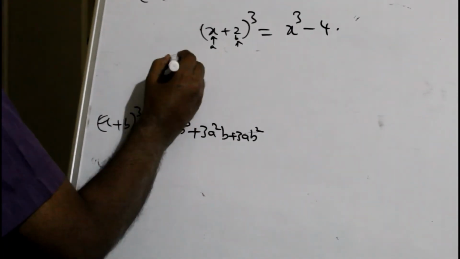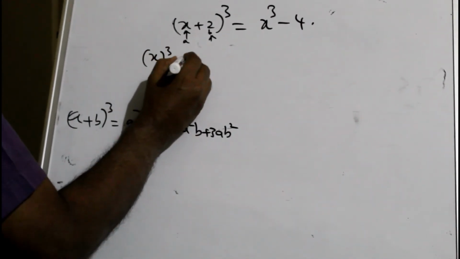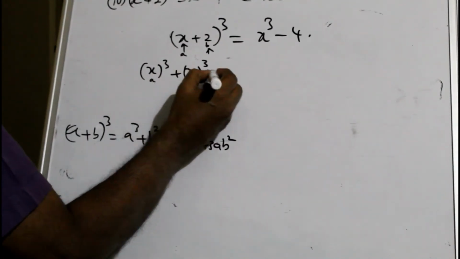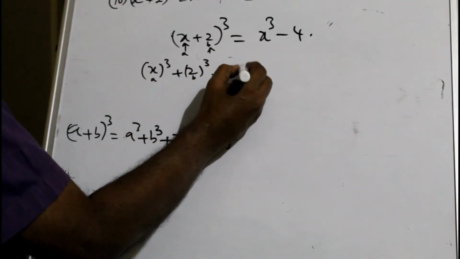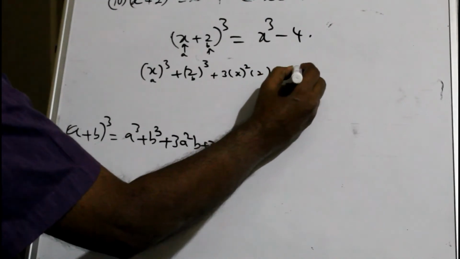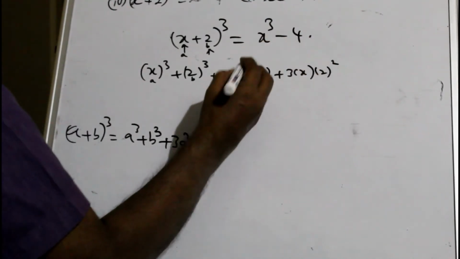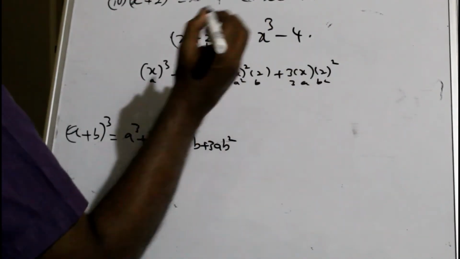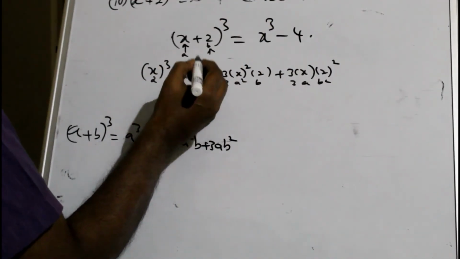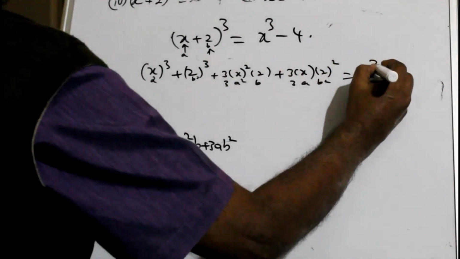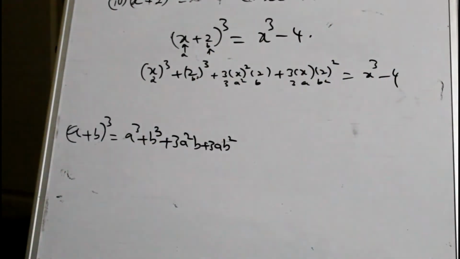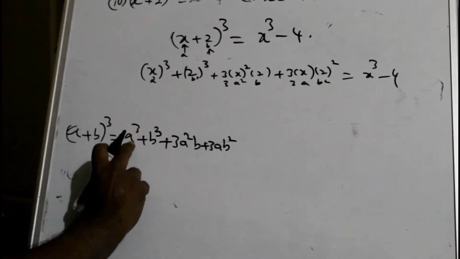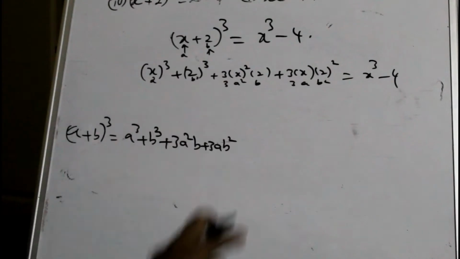So when you expand, you get like this. X cube plus 2 cube. This is called a cube. This is called b cube. Plus 3 into x square into 2 plus 3 into x into 2 square. 3a square b, 3ab square. This is a cube plus b cube is equal to x cube minus 4. So again look here, this is the use of the formula a plus b the whole cube, a cube plus b cube plus 3a square b plus 3ab square.